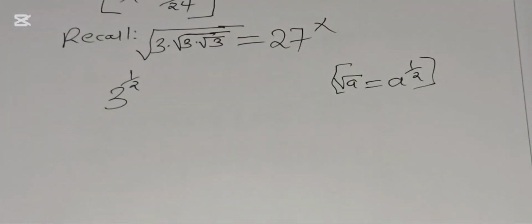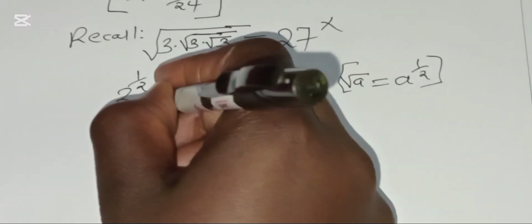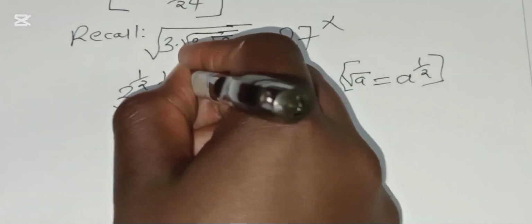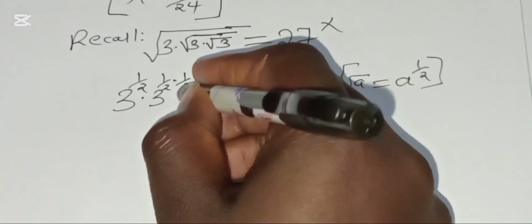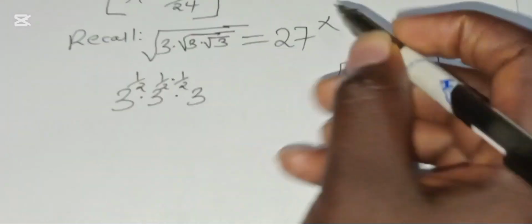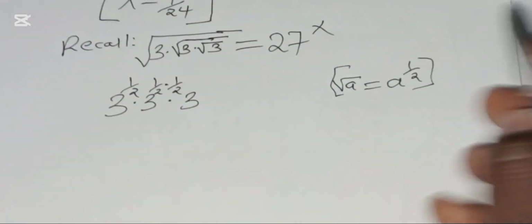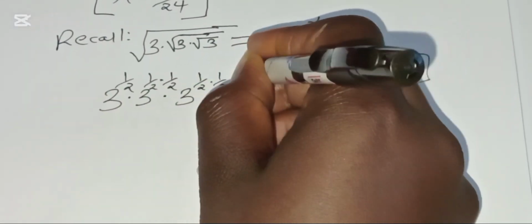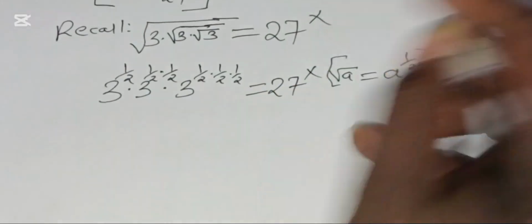Now we can have 3 raised to power half multiplying by 3 raised to power half, because we have 2 square root signs, and then multiplying by the third 3. We have 3 square root signs, so we'll have a half multiplying by half multiplying by half. This is supposed to give us 27 raised to power x.